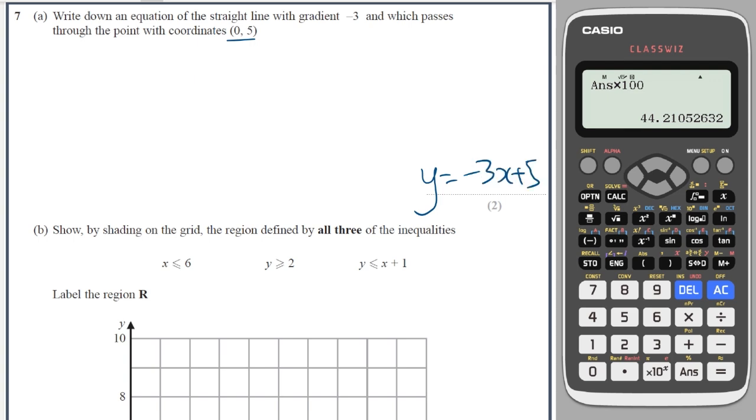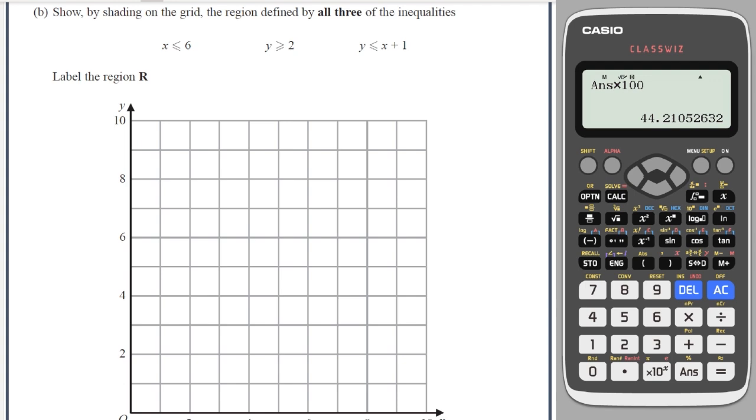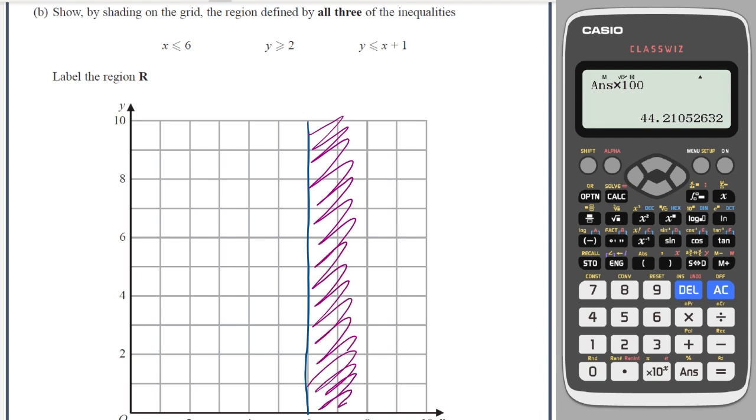By shading the grid, the region defined by all three inequalities. Okay, x is less than 6 means I draw a vertical line at 6. And I'm interested in all the things which are less than 6, so that's to the left of it. So in fact, I'm going to strike out all of the stuff to the right. I'm not going to use that stuff.